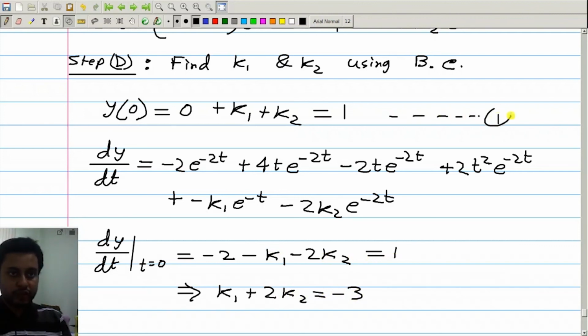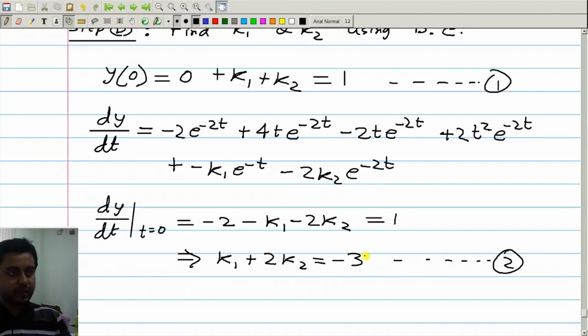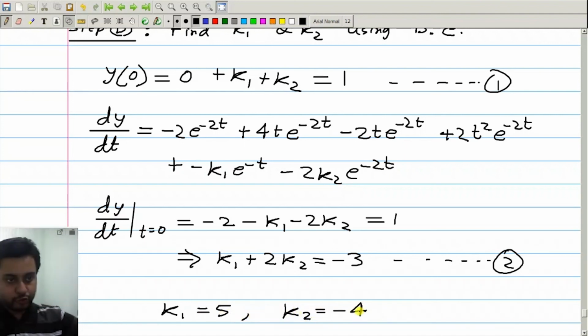Now solving these two equations together, we will get k1 equal to 5 and k2 equal to minus 4.